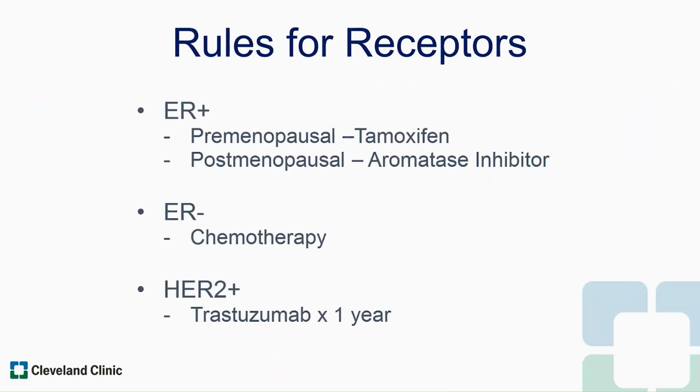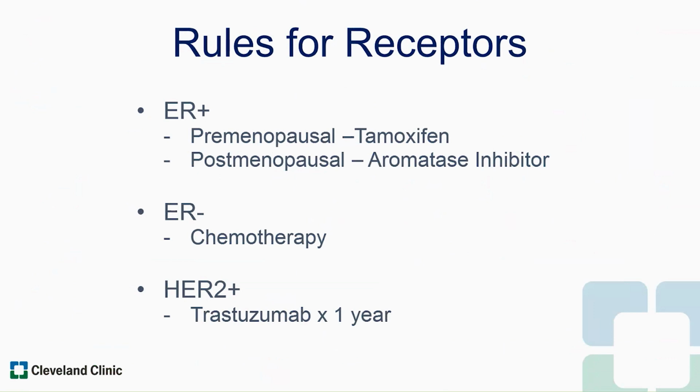So a few rules to remember for receptors. If a female is ER positive, meaning that cancer is growing in response to her hormones, ultimately at the end of cancer treatment she's going to get endocrine therapy. If she's premenopausal, she's going to get tamoxifen, and if she's postmenopausal, she's going to be put on an aromatase inhibitor. These differ because they work on different mechanisms of estrogen blocking, based on whether or not the ovaries are functioning.